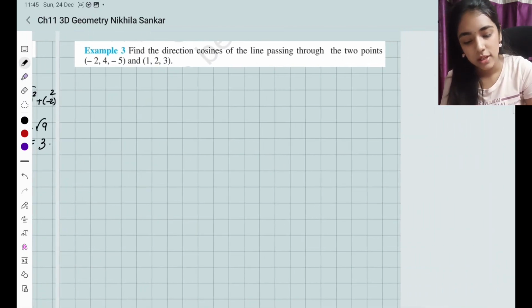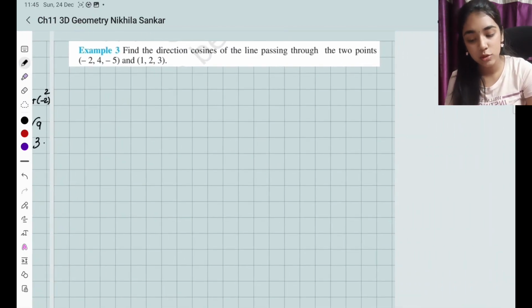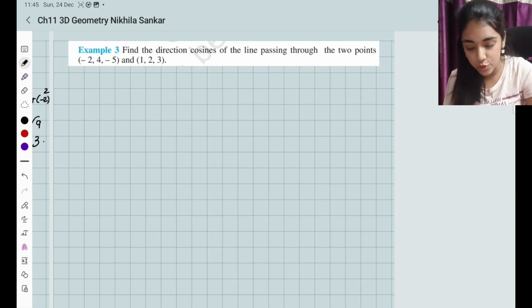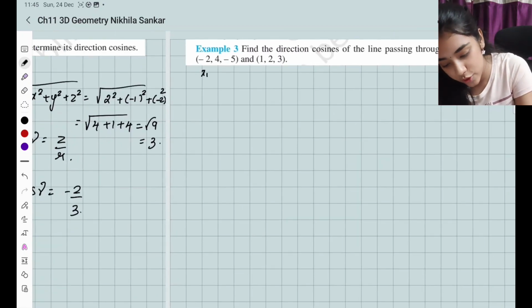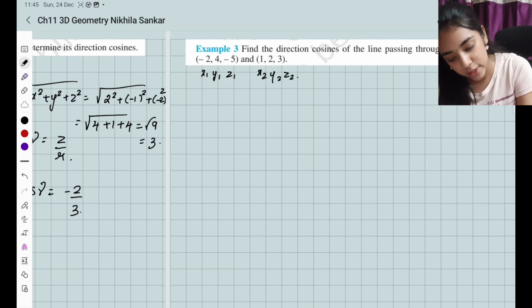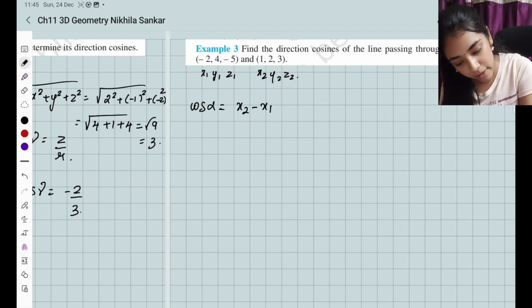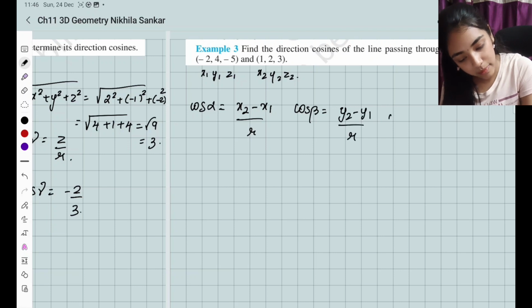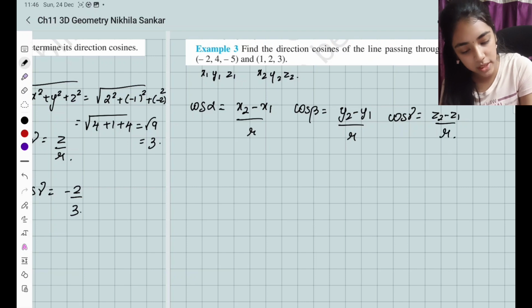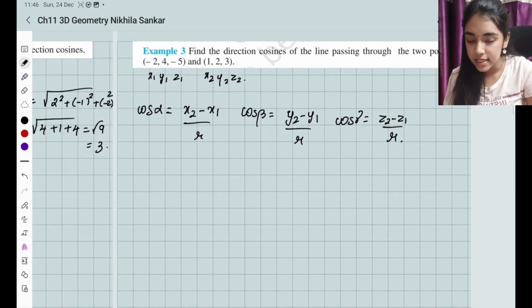Okay, now find the direction cosine of the line passing through two points. இப்போ இந்த இடத்துல 2 points கொடுத்திருக்கு. So என்னென்ன பாயிண்ட்லாம் தெரியும்? You know this is going to be x1 y1 z1, x2 y2 z2. நமக்கு என்ன தெரியும்? cos alpha is going to be x2 minus x1 divided by r, cos beta equals y2 minus y1 divided by r and cos gamma equals z2 minus z1 divided by r. ரெண்டு பாயிண்ட் இருந்ததுன்னா this is going to be the case.